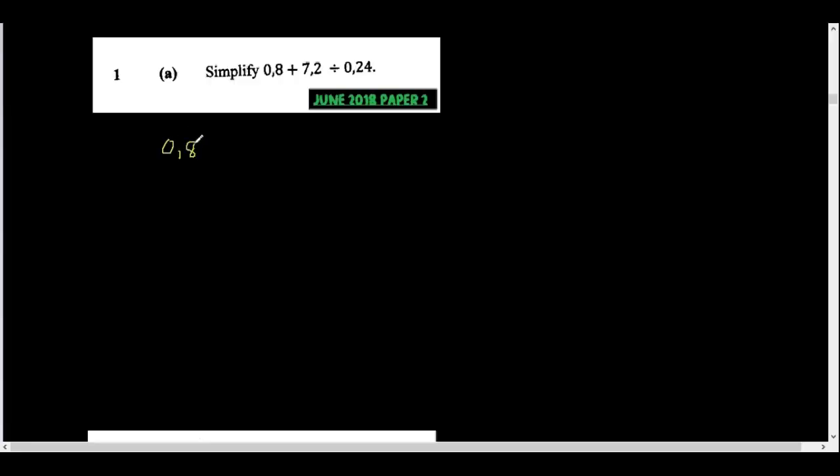0.8 plus 7.2 divided by 0.24. Then we use BODMAS here, because operator precedence must be adhered to. Therefore, we start with the division side.